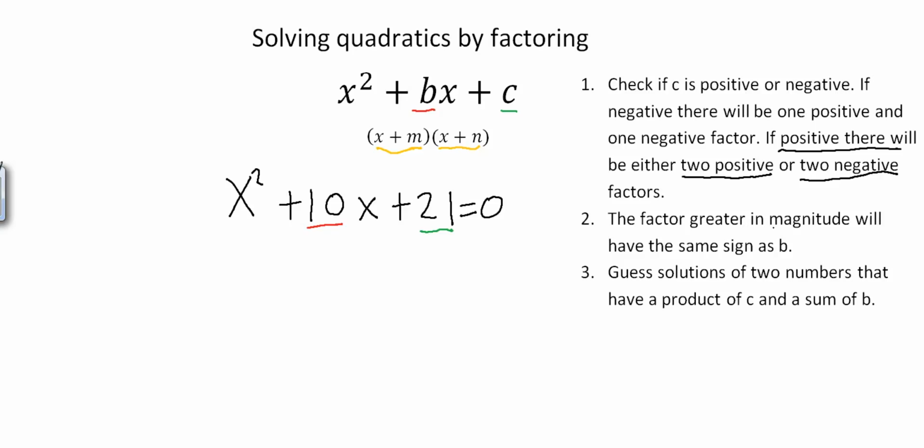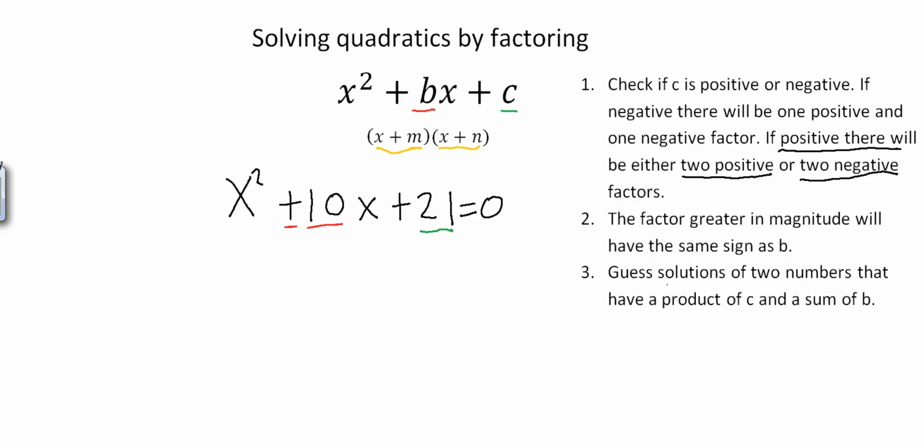The factor greater in magnitude will have the same sign as b. So b is a positive number. It's plus 10. So the factor greater in magnitude, that means the higher number, is going to be positive. And since we know both factors will either be positive or negative, we're going to have two positive factors in this case. Let's move on to step 3 now.